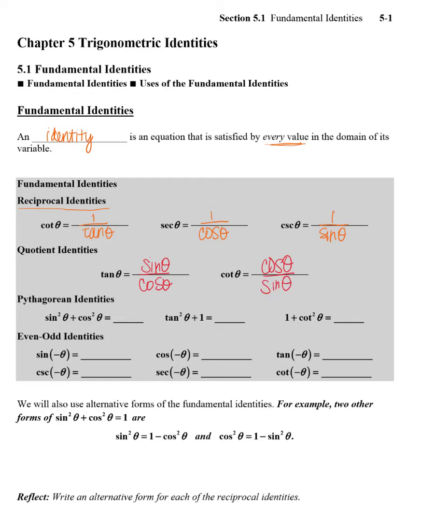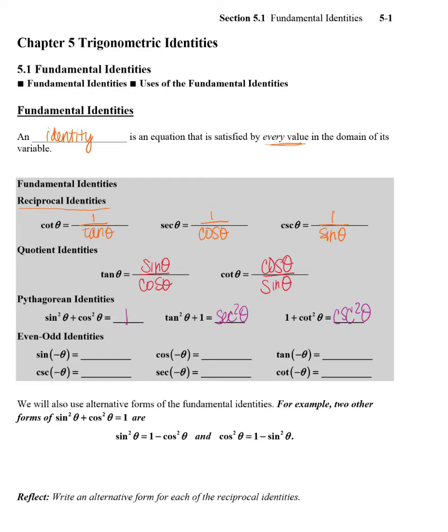And then the third set are the Pythagorean identities. Sine squared plus cosine squared is 1. Tangent squared plus 1 is secant squared. And 1 plus cotangent squared is cosecant squared. We learned all of those in the first chapter.